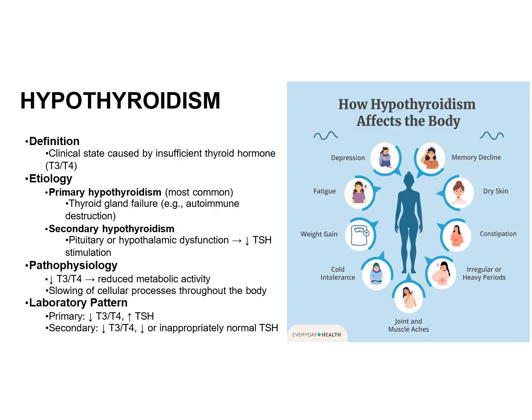Now we swing to the opposite end of the thyroid spectrum, hypothyroidism, where everything slows down. Hypothyroidism is a clinical state caused by insufficient thyroid hormone, meaning low T3 and T4. Think of thyroid hormone as the body's metabolic thermostat. When it's turned down, all cellular processes run slower. The most common form is primary hypothyroidism, where the problem lives in the thyroid gland itself. The classic cause is autoimmune destruction, like Hashimoto thyroiditis, where the gland is slowly destroyed over time.